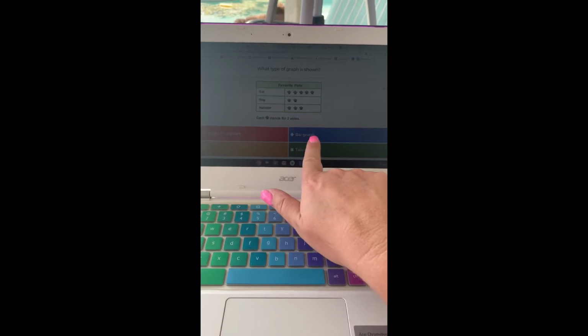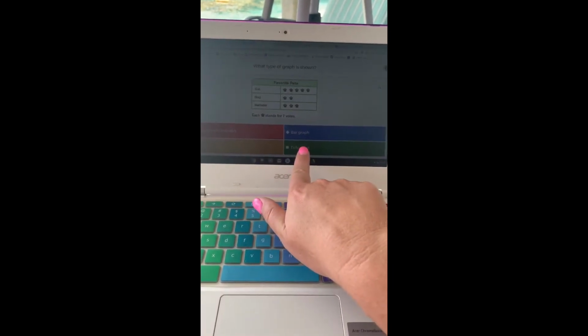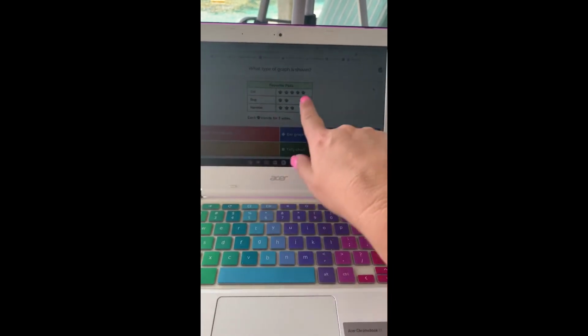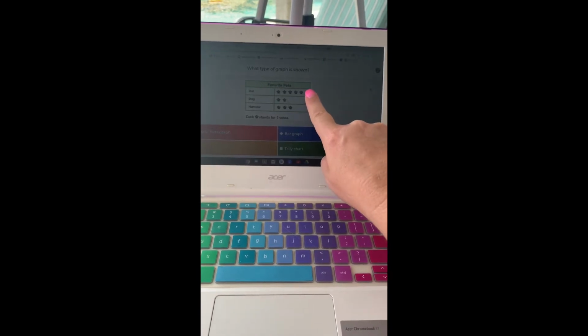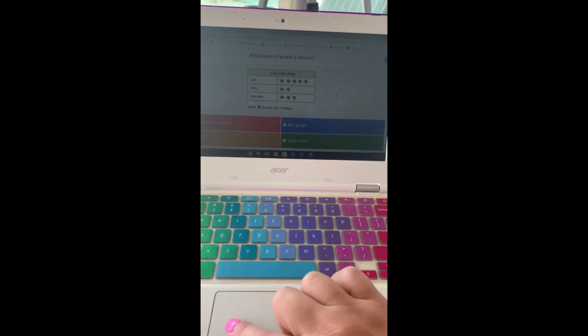Is it a picture graph, bar graph, line plot, or a tally chart? Well, are those pictures? Are they bars? Are they lines? Or are they tallies? They're obviously pictures, so we're going to choose pictures.